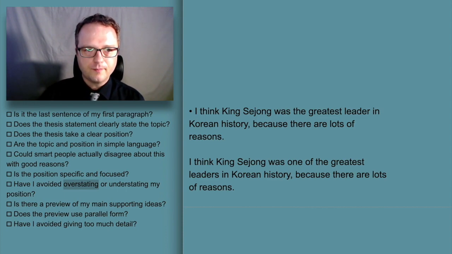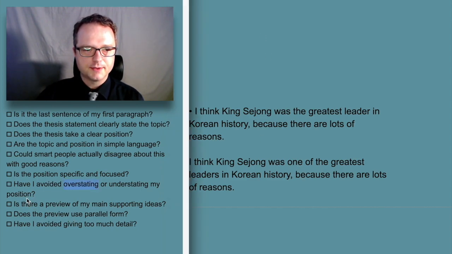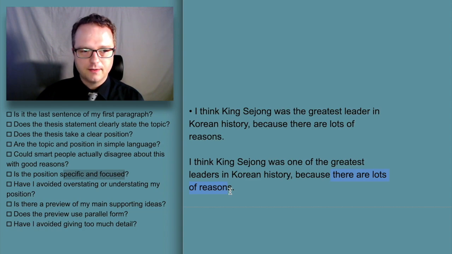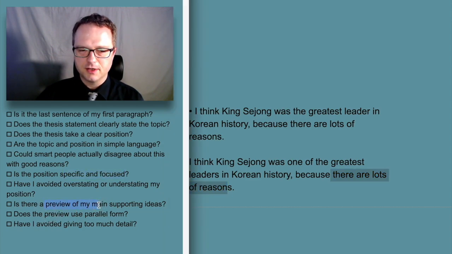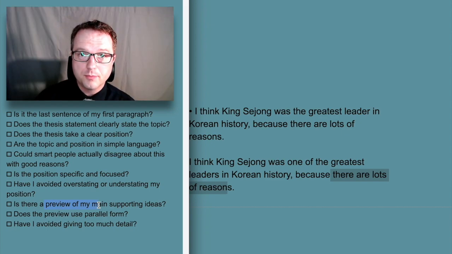So that's what we need to do here, and this is the problem: is the position specific and focused? Well, there are lots of reasons, it's not specific at all. It means that there's no preview, just saying, oh, there are lots of reasons. The other problem with this thesis statement is a funny one, because we just talked about how it might be overstating its position, but it also understates its position in the words I think. Words like I think or maybe usually don't sound good in a thesis statement because you sound uncertain of yourself and unconfident.